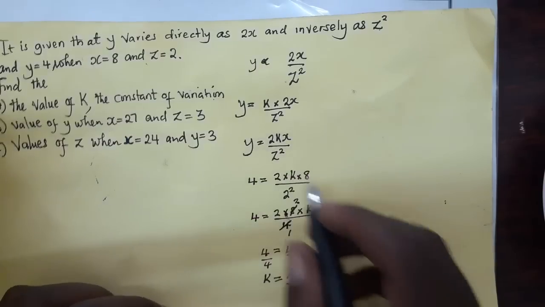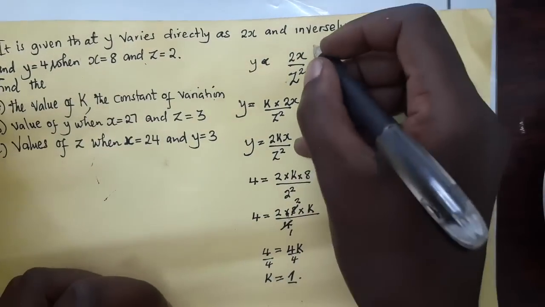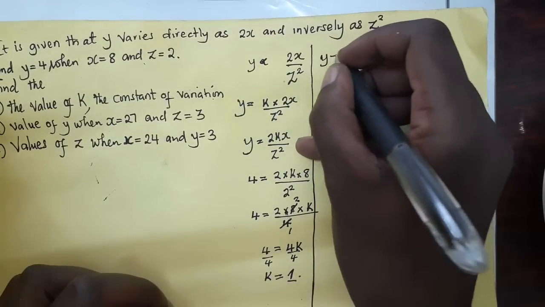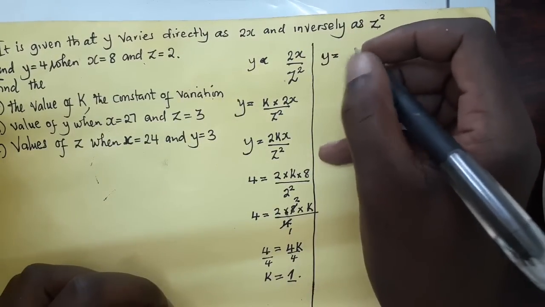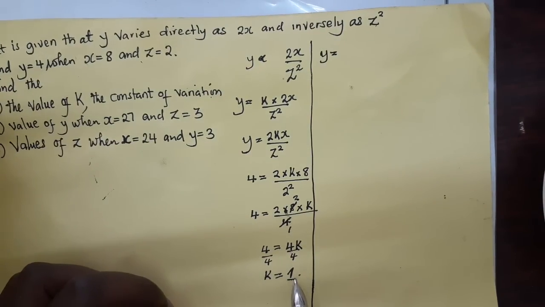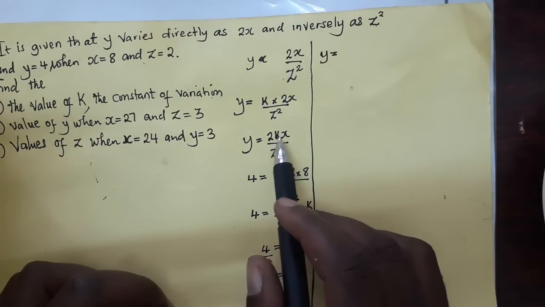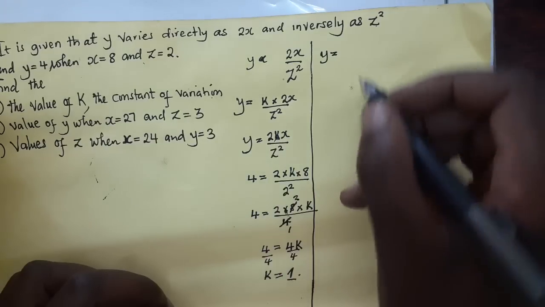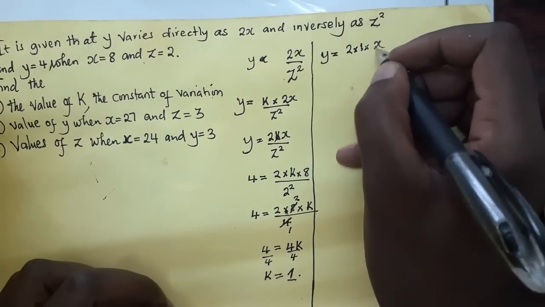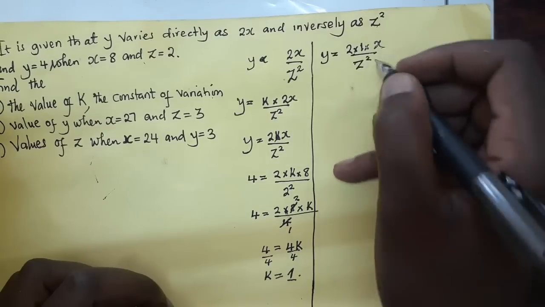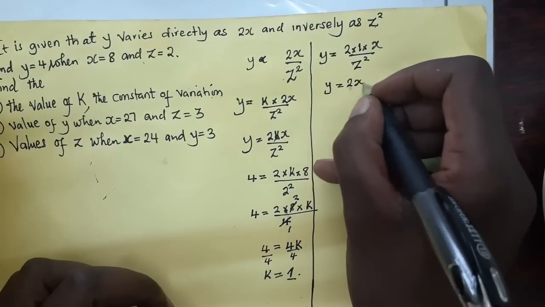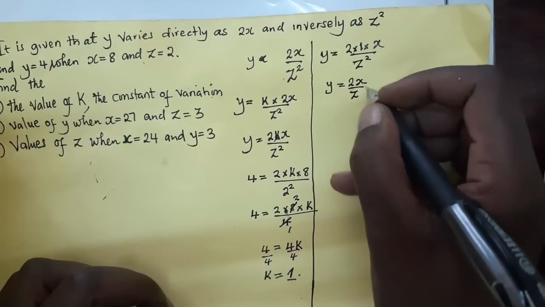So we get back to this equation now and say, the equation that we're going to use now is, since k is equals to 1. So where there is k here, we're going to put 1. So we're going to have 2 multiplied by 1 multiplied by x over z squared. So we're going to have 2x over z squared.